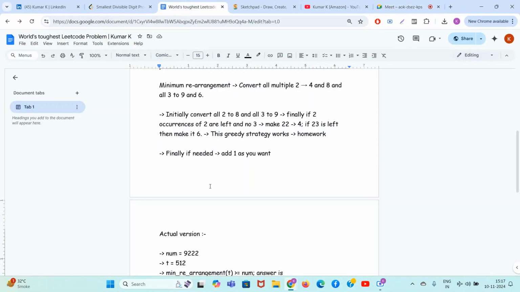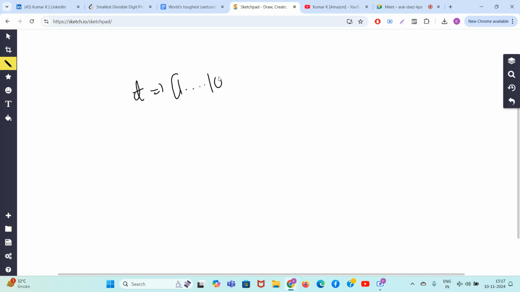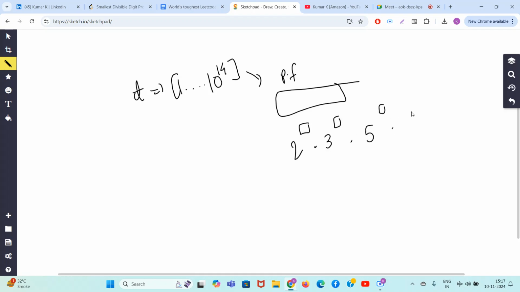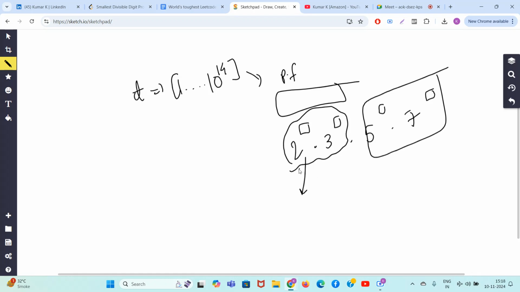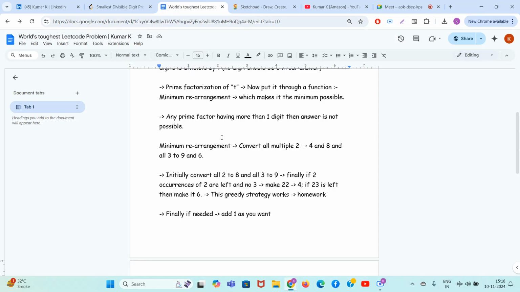Now, the basic thing is clear to you, right? If I give you any t in the range 1 to 10 raised to 14, you have now learned that you have to convert this into the prime factorization. Power of 2 something, power of 3 something, power of 5 something, power of 7 something. Then what will you do? 5 and 7 cannot be changed, but 2 and 3 you can club these powers. So keep on merging and clubbing the powers of 2 and powers of 3. Make all the 2s into 8 and all the 3s into 9, and keep on doing it greedily. A little bit of homework is there for you.